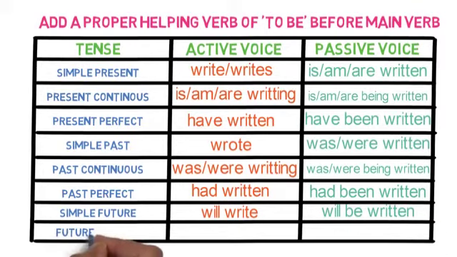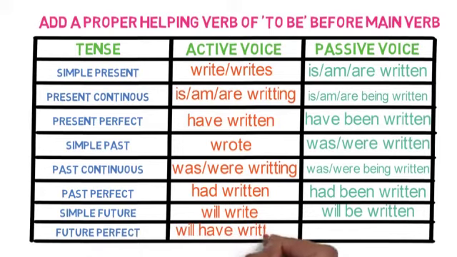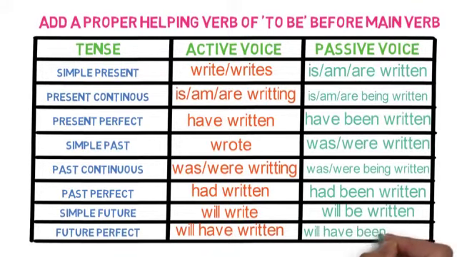And for future perfect tense, in active voice, we use will have written, while in passive voice, we use helping verb been after have and written, which is verb's third form. So, these are the 8 tenses chart for understanding which helping verb to use.